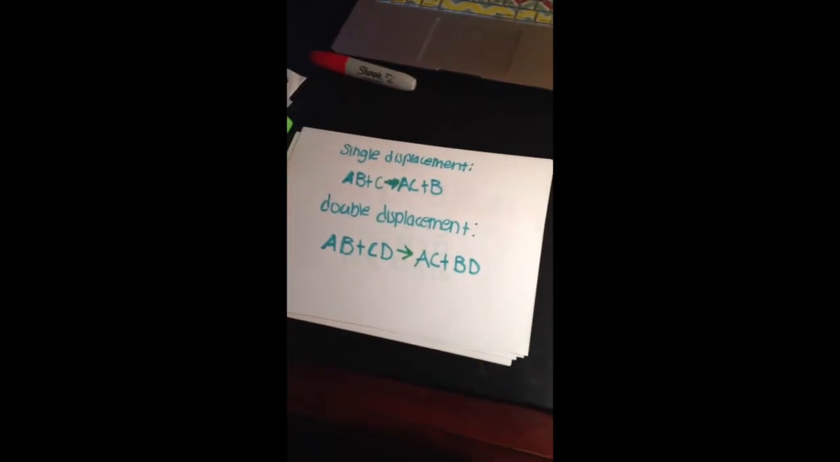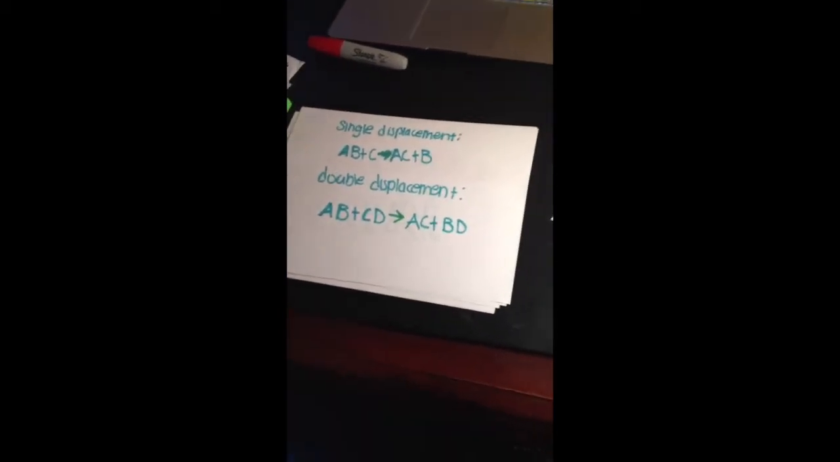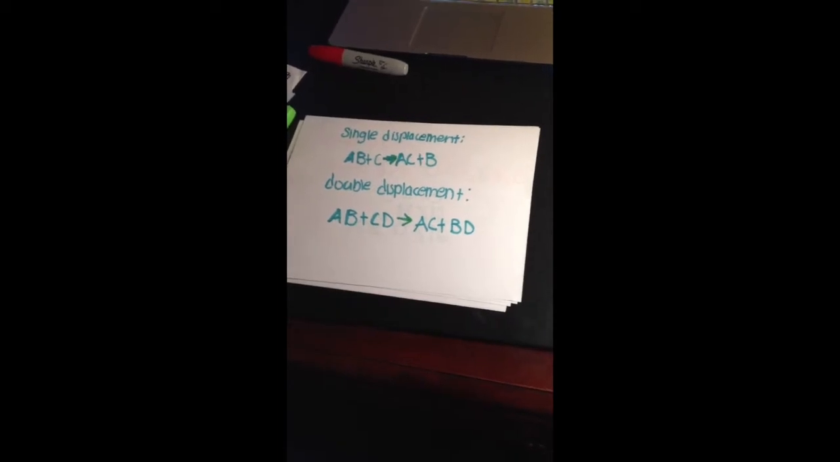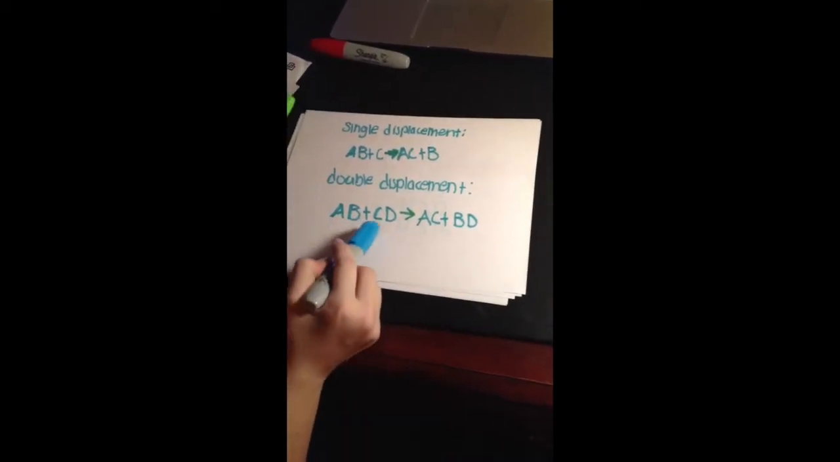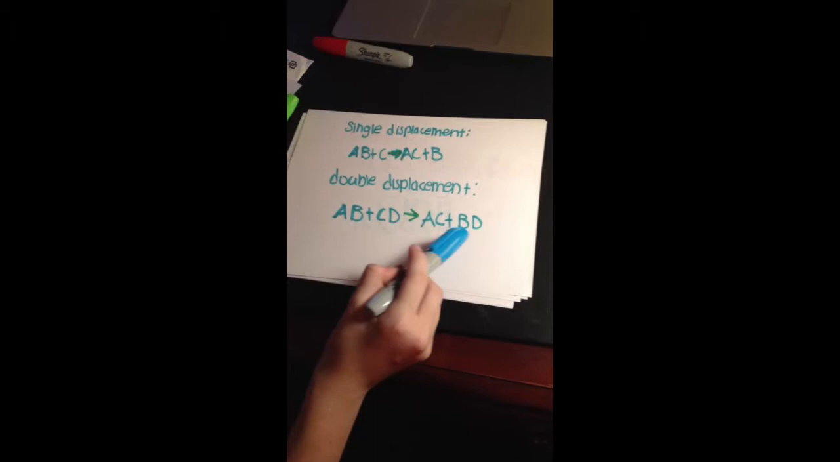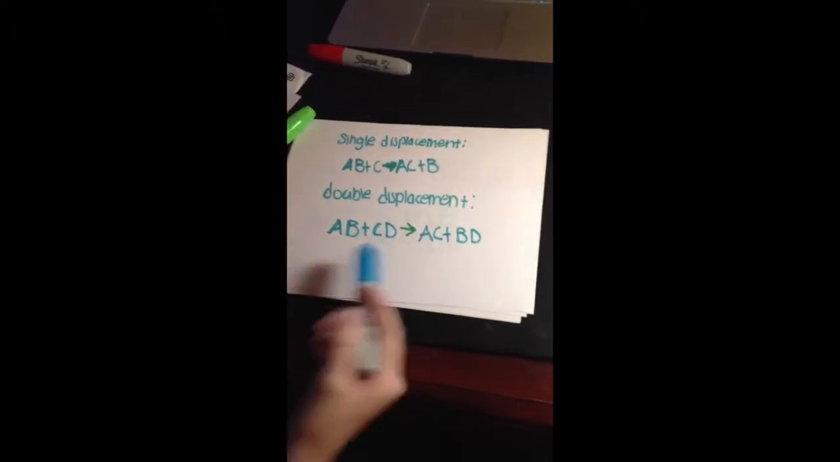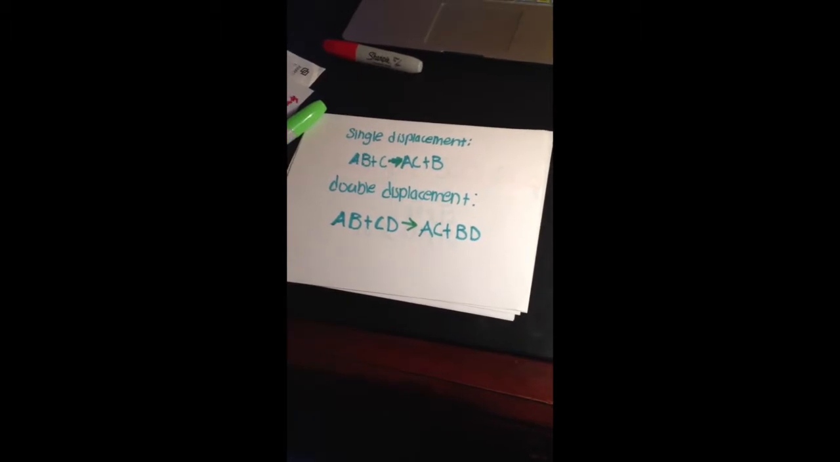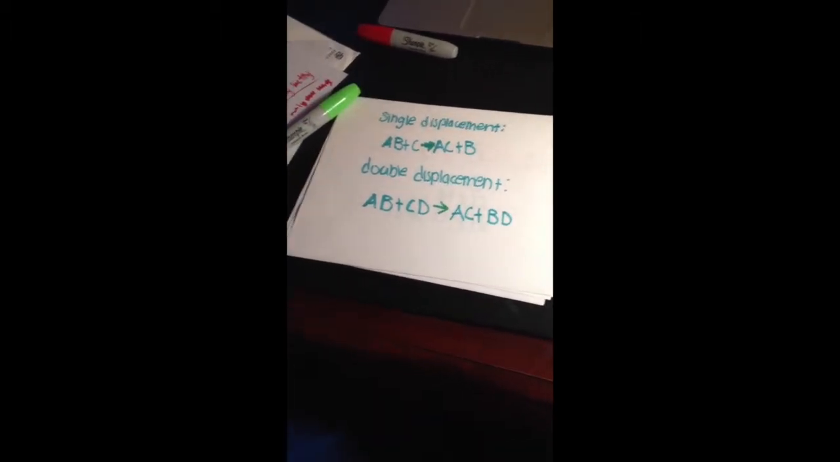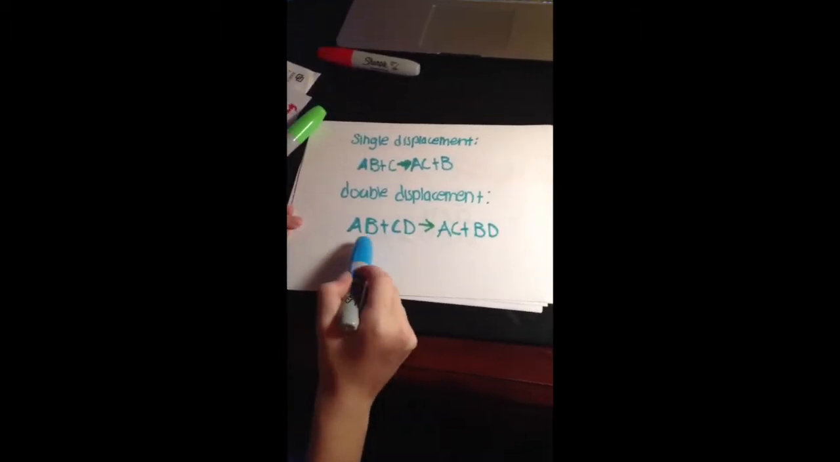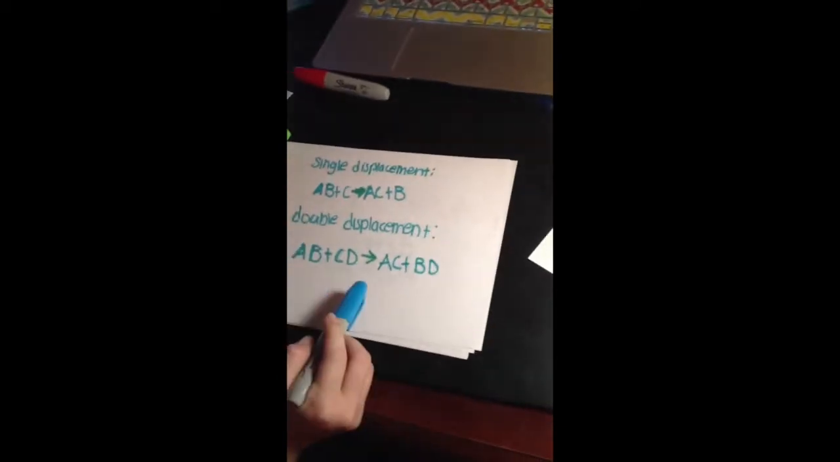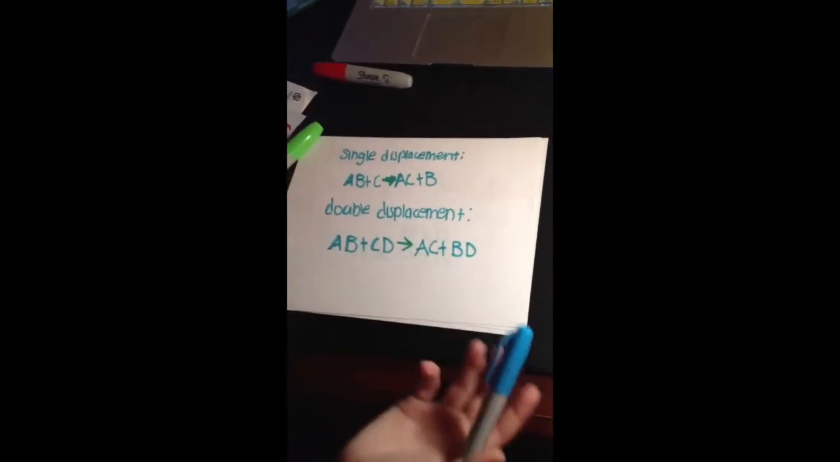Now double displacement is very similar. It is when the positive ion of one compound replaces the positive ion of the other, forming two new compounds. For example, AB plus CD yields AC plus BD. This is showing that the order was completely changed up. Two places of elements were moved. So elements are moved in the compounds to form different compounds, but they are always balanced.